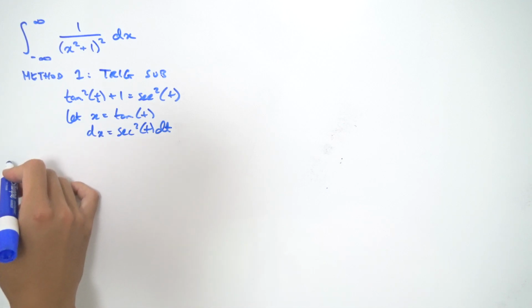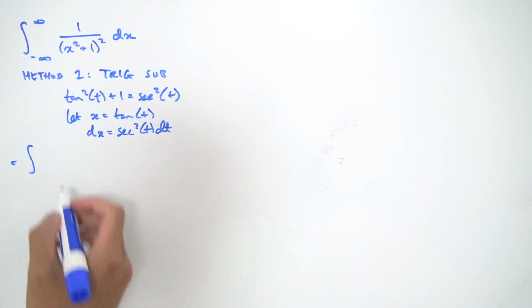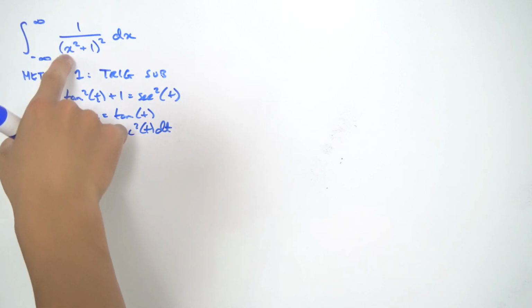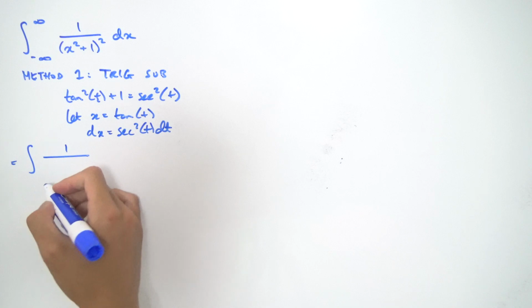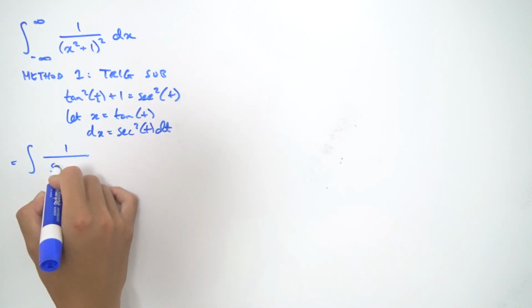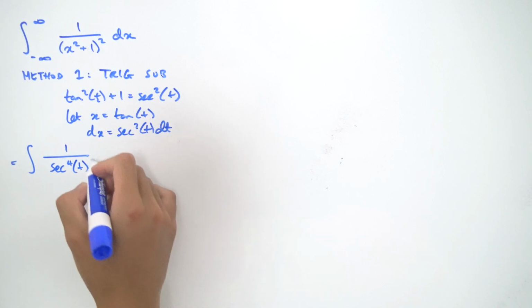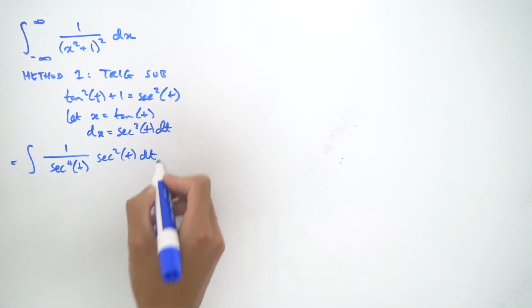We're going to get that this is now equal to the integral. We'll worry about the bounds later on, but on the inside we're going to have 1 divided by, as I said before, tan squared plus 1, which is secant squared, but we're squaring everything again out here. So in fact, we're going to get secant to the 4th power of t, and dx is going to turn into secant squared of t dt.